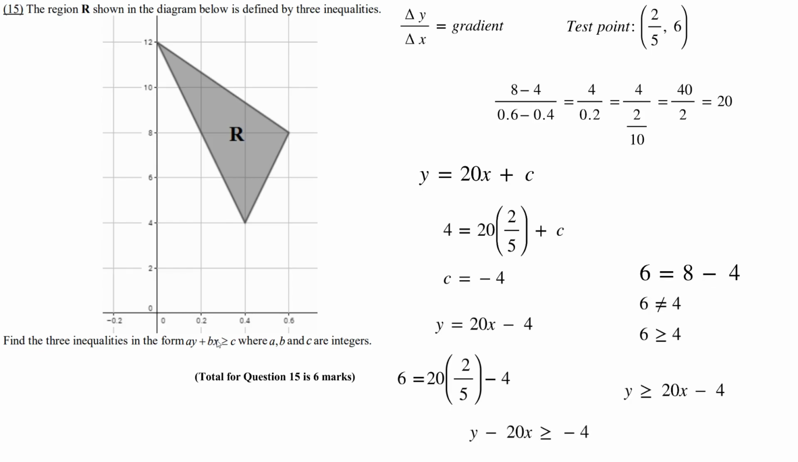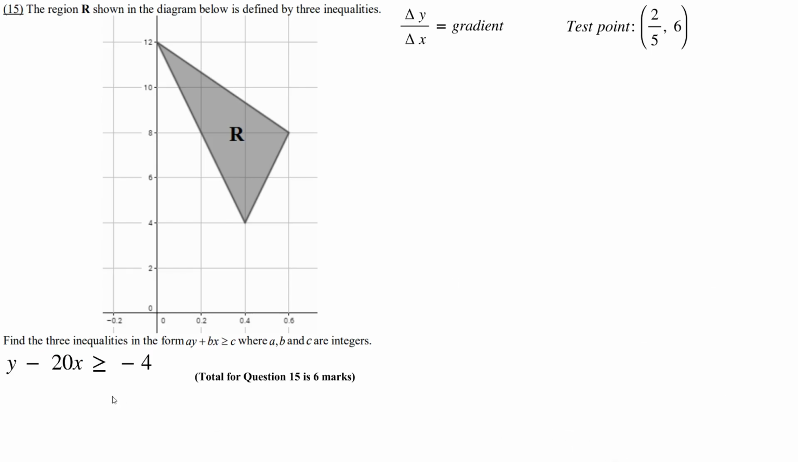So we want the minus 4 on that side, so the c on that side. So we'll just leave that there. We'll use the same test point for every single one. I think I went with this one next, maybe.